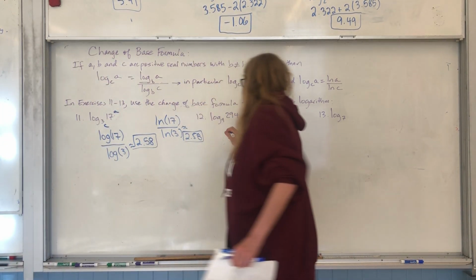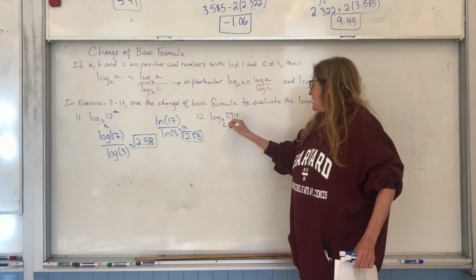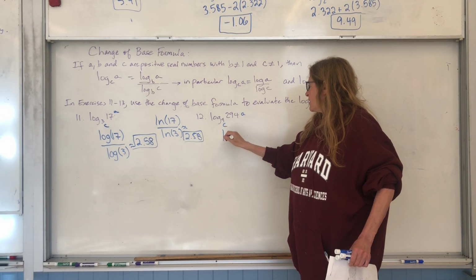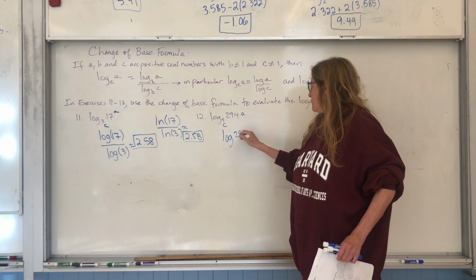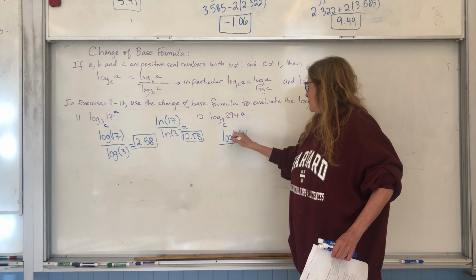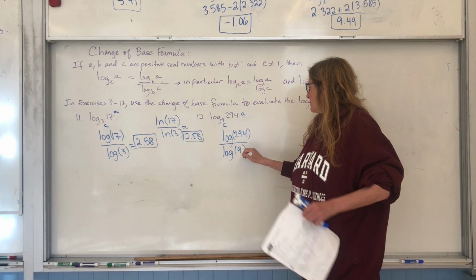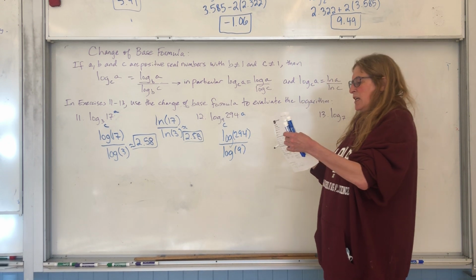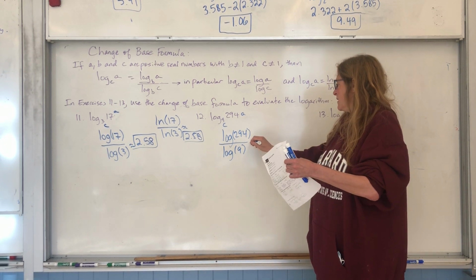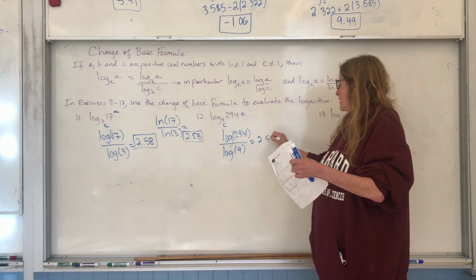Okay, guys, so let's do this one. Here I've got C and I've got A. So I can just say log 294, remember, close parentheses, over log 9. And that ends up being 2.59. That's just by chance that they're so close.